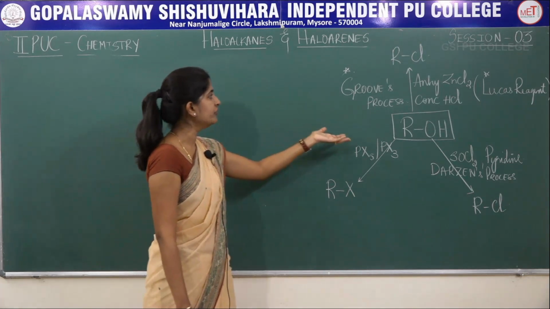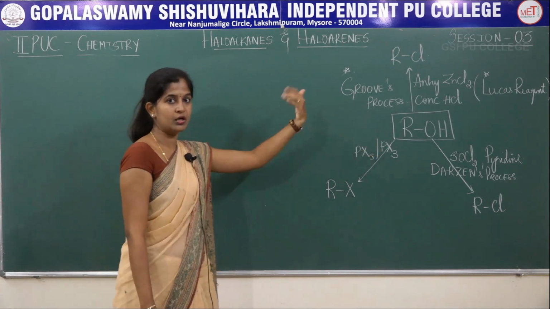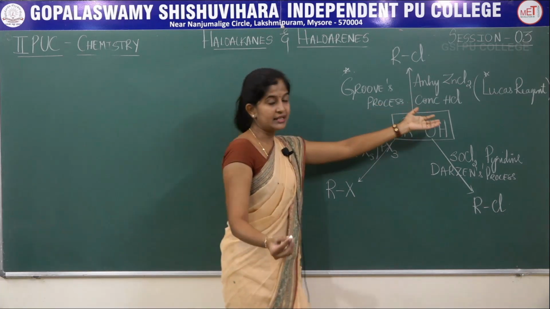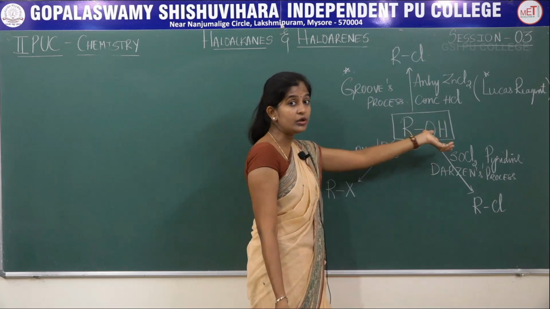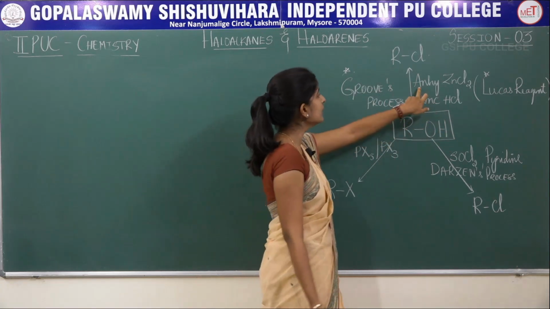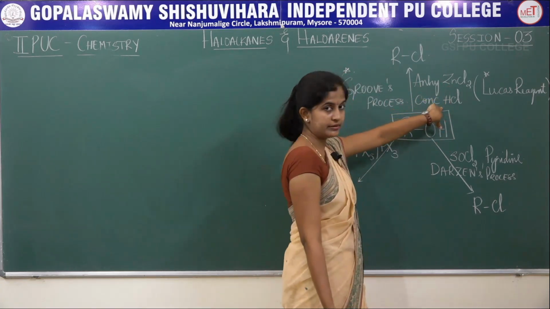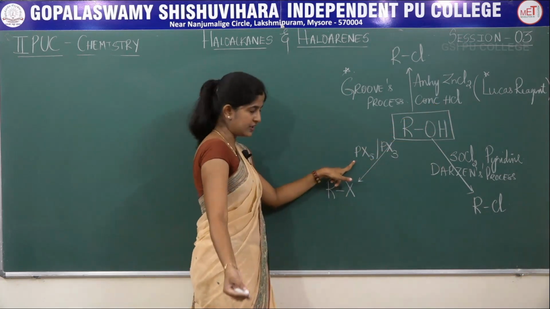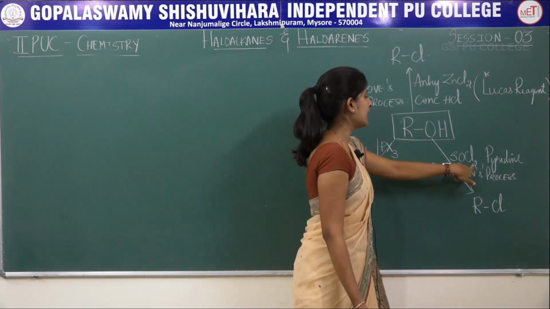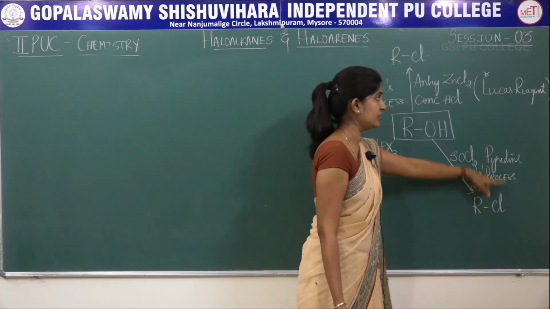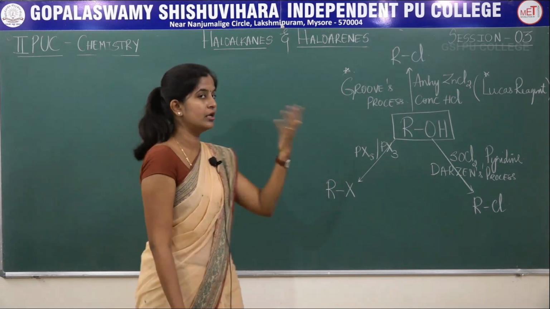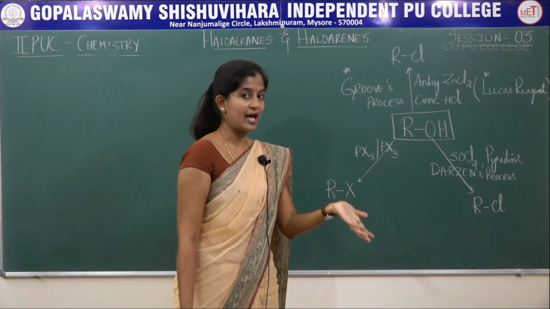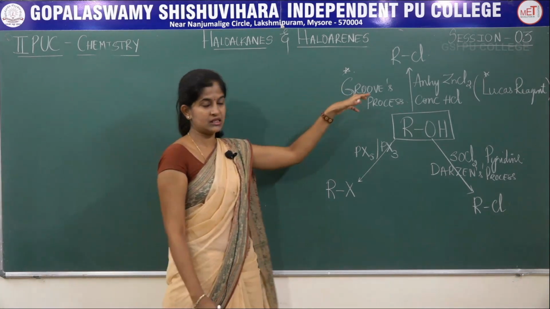If you have an option of which of the following converts alcohol into haloalkane, the reagents which have the capacity to convert alcohol into haloalkane are anhydrous zinc chloride followed by concentrated HCl, any phosphorus halide, and thionyl chloride in the presence of pyridine. So these are the 3 reagents which are capable of converting alcohol into haloalkane. One by one we will be discussing in detail.